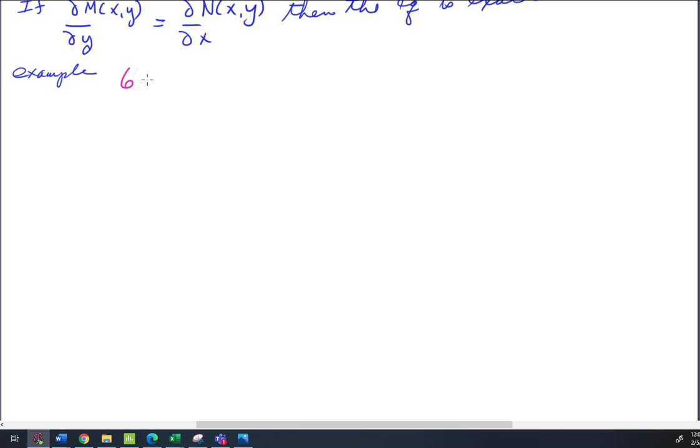6xy minus y cubed, and I'm writing this in differential form, dx, plus 4y plus 3x squared minus 3x y squared, and to save confusion I'll put in parentheses, dy, and set that equal to 0.